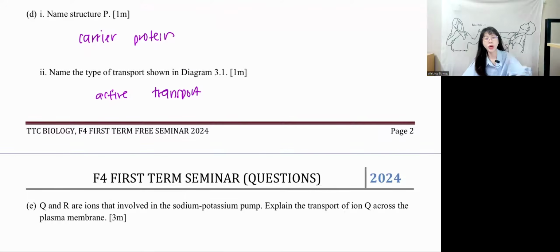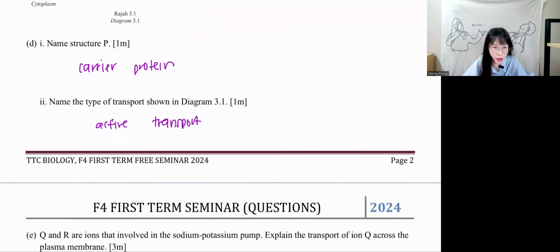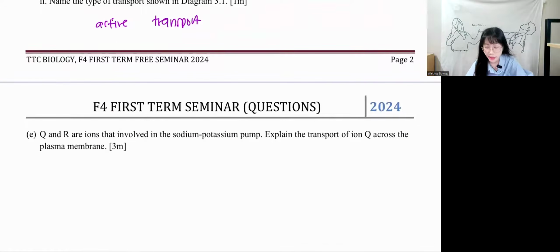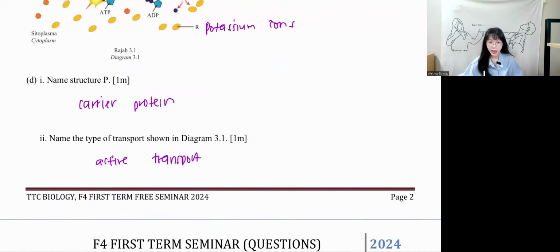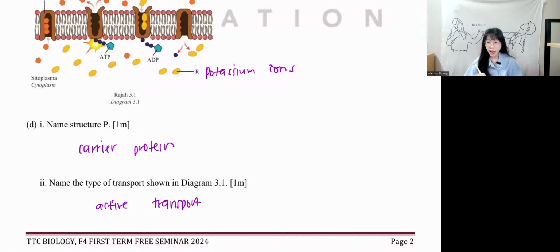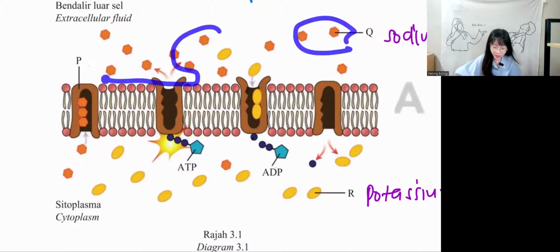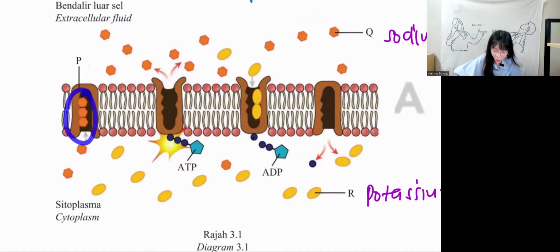Next question they ask, Q and R are ions that are involved in the sodium-potassium pump. Explain the transport of ion Q across the plasma membrane. Ion Q is your sodium ion. So we have to say 3 sodium bind with the active site of the carrier protein. It will change the shape of the carrier protein with the help of energy. In the diagram, do they need energy? Yes, right. The pump moves 3 sodium and 2 potassium. These are the ions over here.